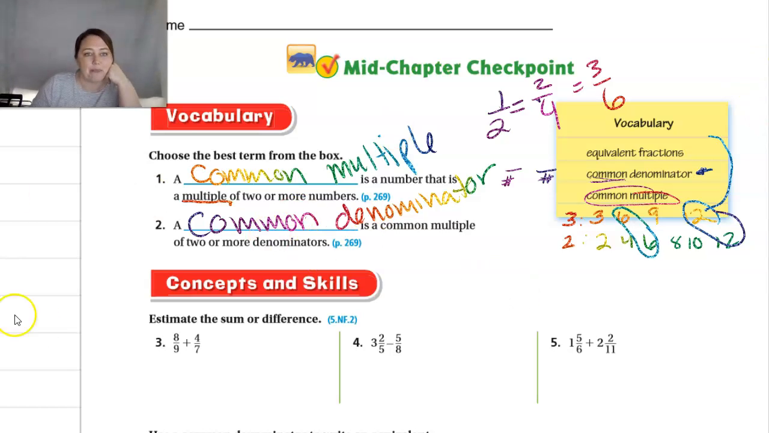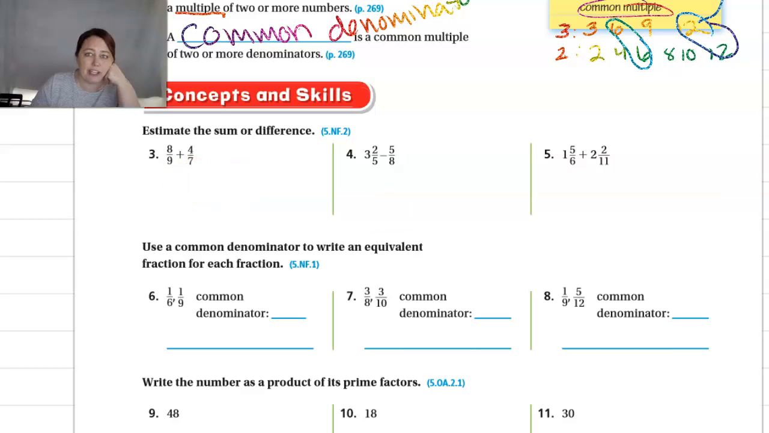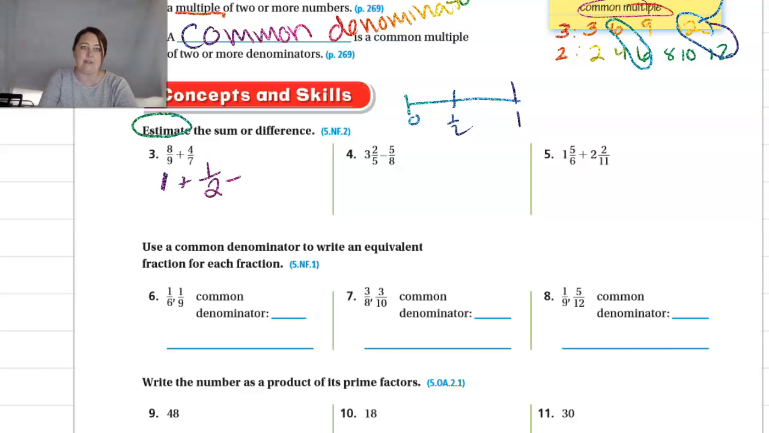All right. Now, let's move on to 3 through 5. 3 through 5 is asking us to estimate. And so we're going to use those benchmarks, 0, half, or a whole. 9/8. Well, half of 9 is 4.5. So 8 is closer to 1 than it is to anything else. Half of 7 is 3.5. So 4 is pretty close to that. So this would estimate to be 1 plus a half, which equals 1.5.